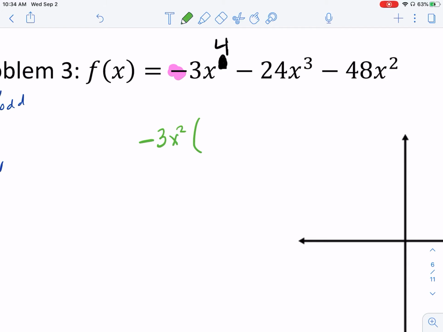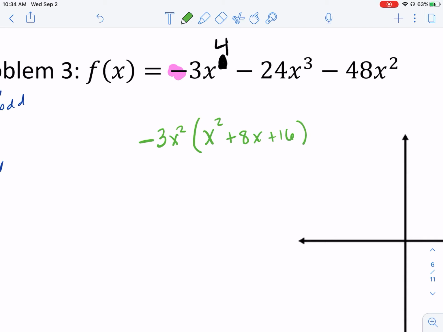So when I divide -3x^4 by -3x^2, the only thing that's left is 2 more x's, so x squared. -24 divided by -3 is a +8. x cubed divided by x squared is just 1x. Our last term, -48 divided by -3 is +16. x squared divided by x squared, I don't have any x's left.